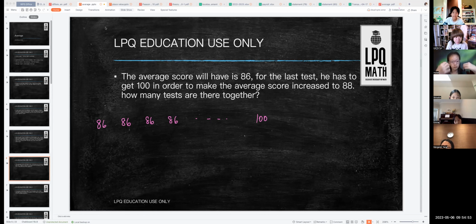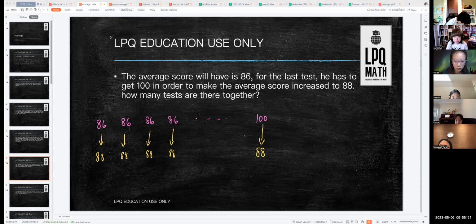Okay, and after the 100 kicked in, the average increased to 88, 88, 88, 88. But on the other hand, the 100 has been decreased to 88 as well. Correct, Jason? Okay, because everybody is the same. Remember, the average is just to make everybody the same. That is the truth of average.